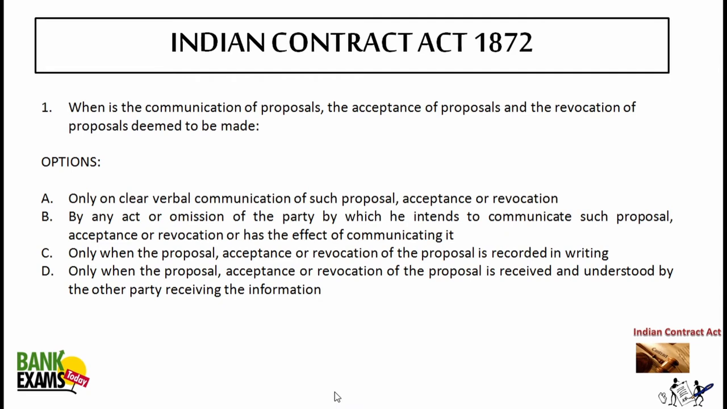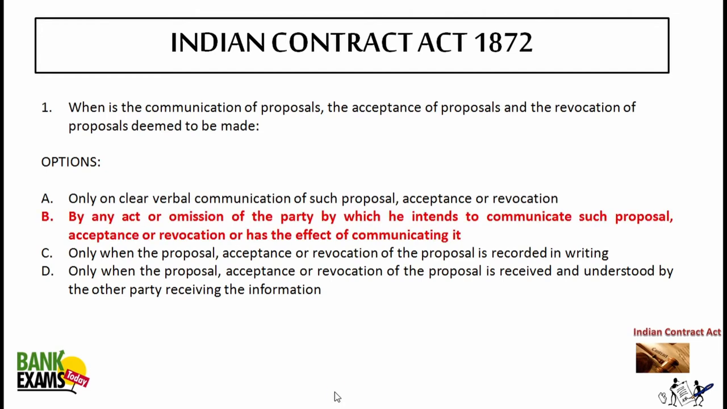Question number one. When are the communication of proposals, the acceptance of proposals and the revocation of proposals deemed to be made? Options are A. Only on clear verbal communication of such proposal, acceptance or revocation. Option B. By any act or omission of the party by which he intends to communicate such proposal, acceptance or revocation, or has the effect of communicating. Option C. Only when the proposal, acceptance or revocation of the proposal is recorded in writing. Or option D. Only when the proposal, acceptance or revocation of the proposal is received and understood by the other party receiving the information. So which one is the correct answer?